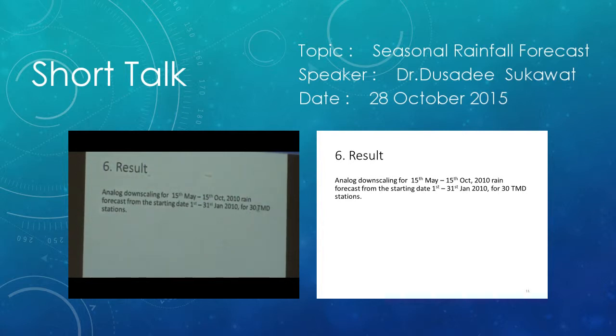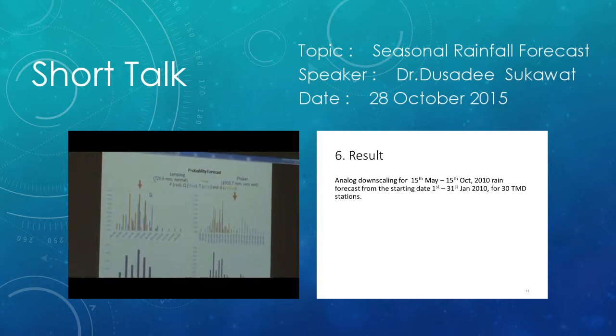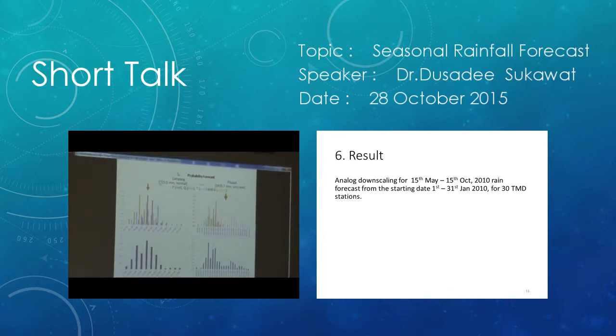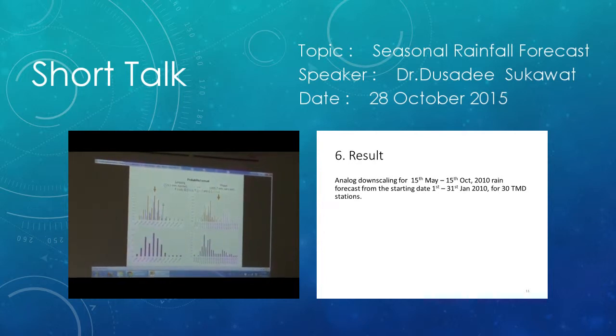And use observation from TMD 30 rain stations. And this is the output. I do this for 30 stations. I show you one good forecast and one bad forecast.